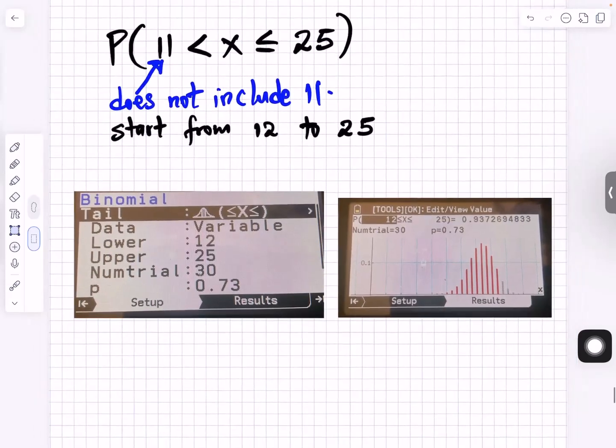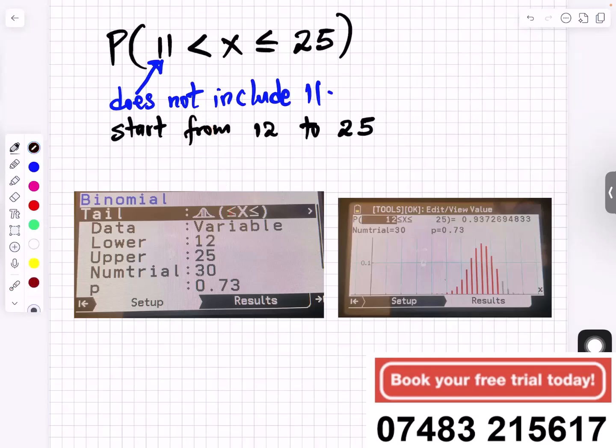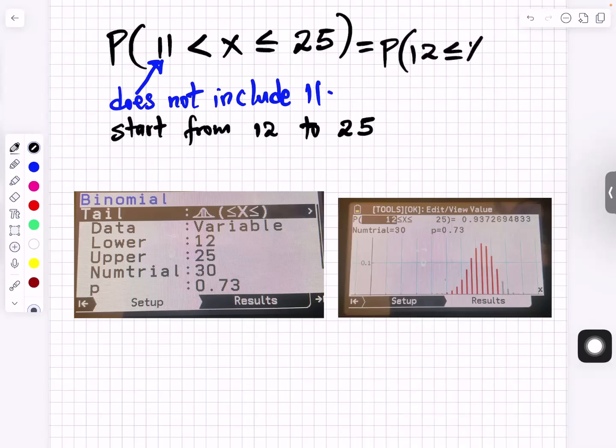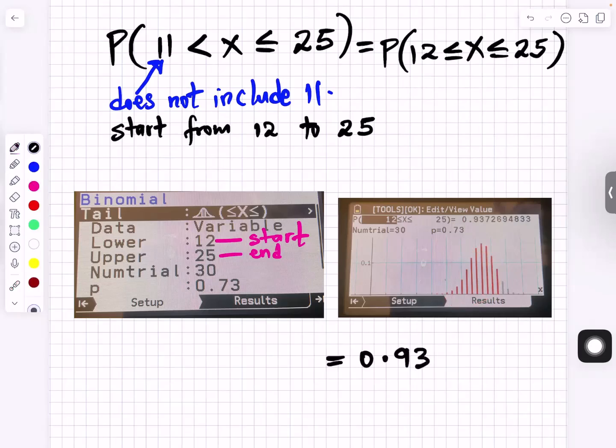So in the calculator, you would choose that less than or equal to option. So it's the same as the probability of 12 less than or equal to x less than or equal to 25. You start from 12, the lower value, your upper value is 25, you end at 25. Number of trials is 30 and 0.73. You press execute, and the red bars show you that the probability is large. So you'll get 0.937 with three significant figures. So this one is a calculator job.